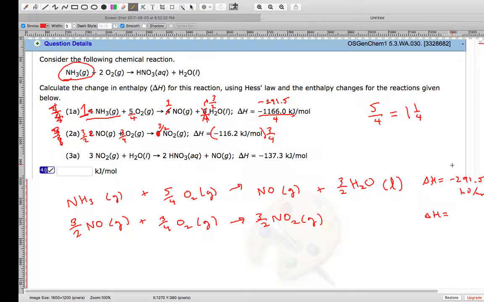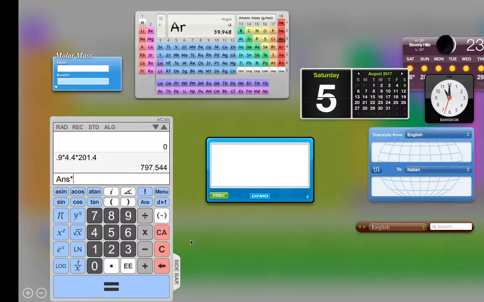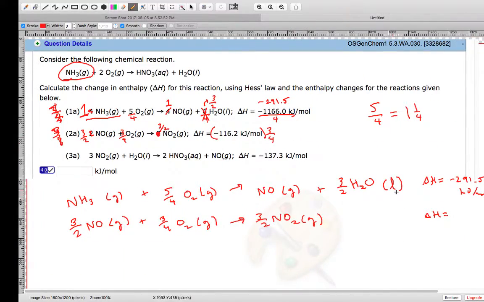I'm going to do that on the calculator, 116.2 times 3/4, which is the same as 116.2 times 0.75, 87.15. It's going to be a negative 87.15 kilojoules per mole. That's kJ per mole.